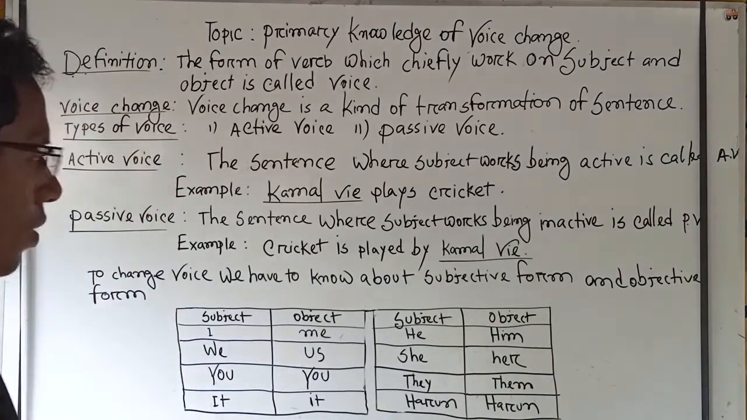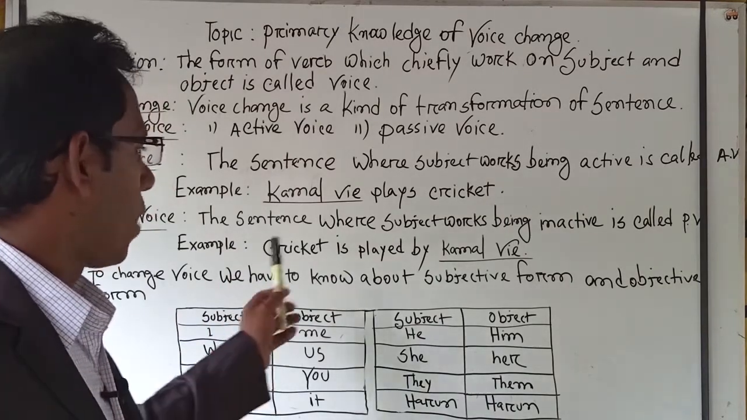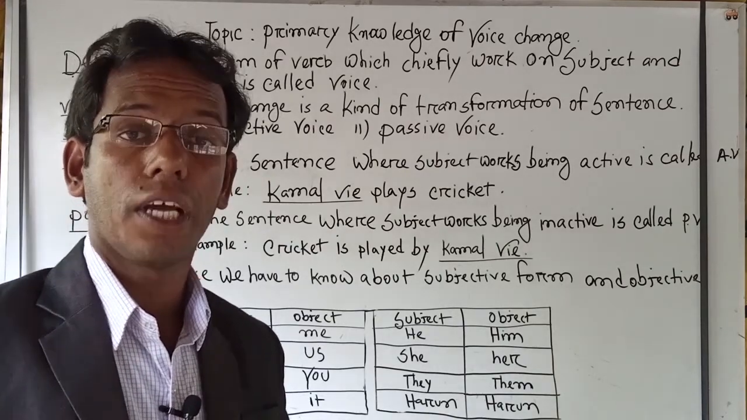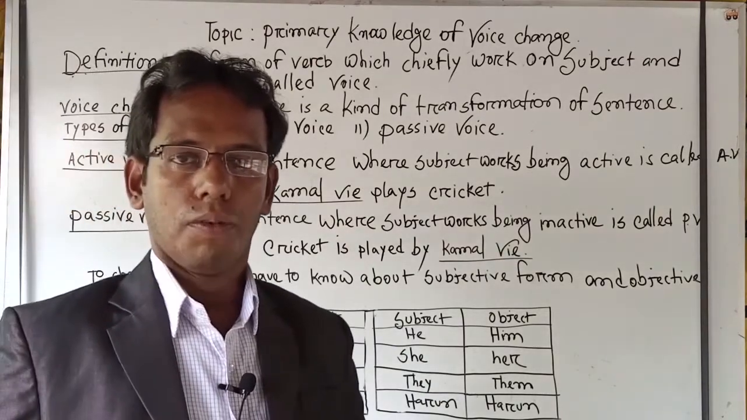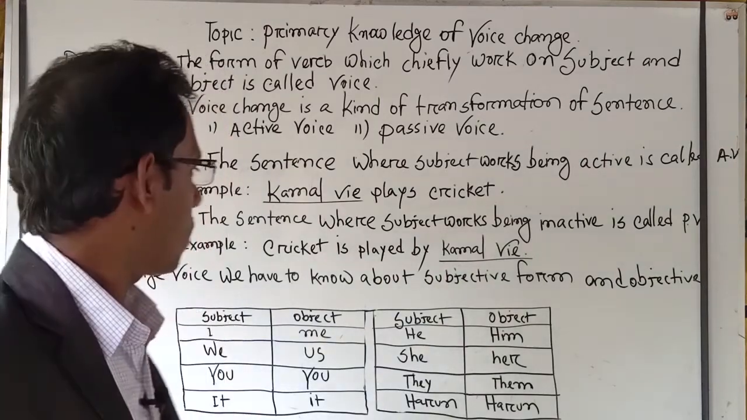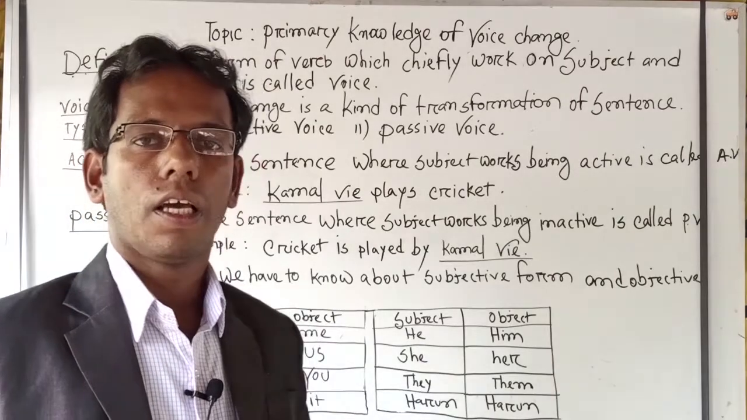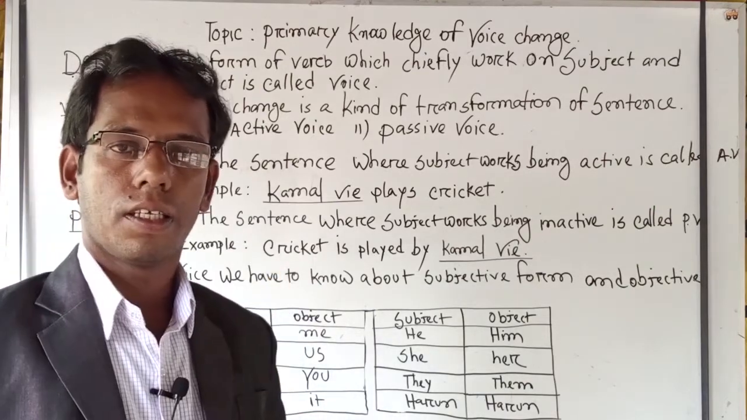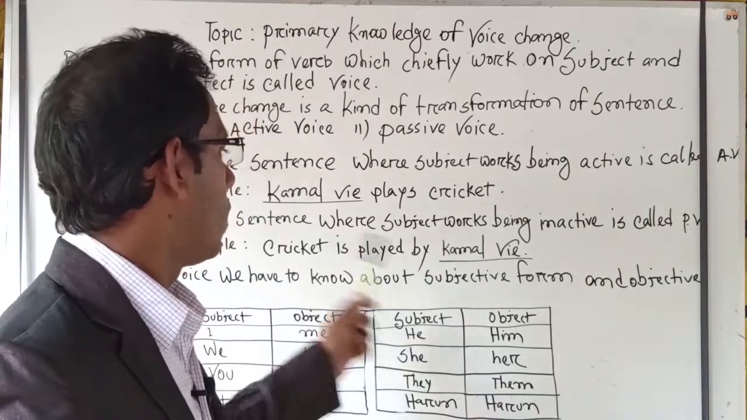So now, if we follow carefully, we find that Kamal Bhai is not more powerful, more strong, more active here. We see that Kamal Bhai has been used at the last part of the sentence, and cricket has been used at the very beginning of the sentence. Cricket is the main subject here. He is playing an important role in making this sentence.